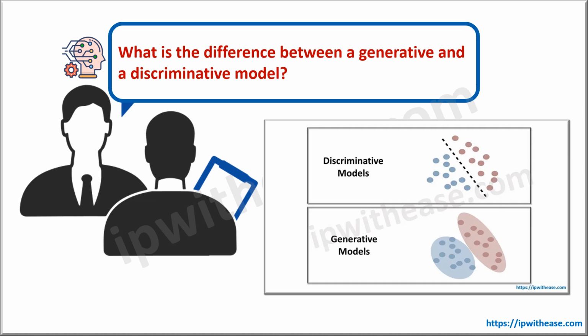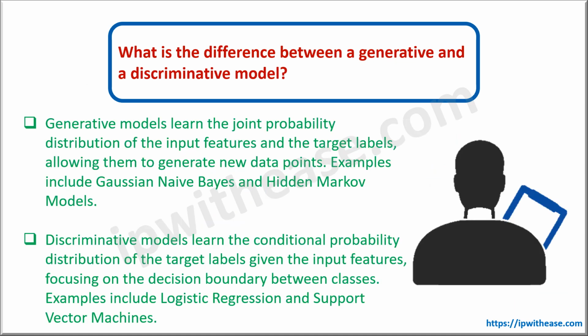What is the difference between a generative and a discriminative model? Well, generative models learn the joint probability distribution of the input features and the target labels, allowing them to generate new data points. On the other hand, discriminative models learn the conditional probability distribution of the target labels given the input features, focusing on the decision boundary between classes.